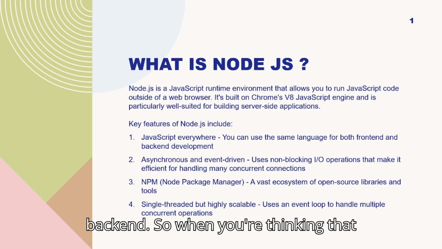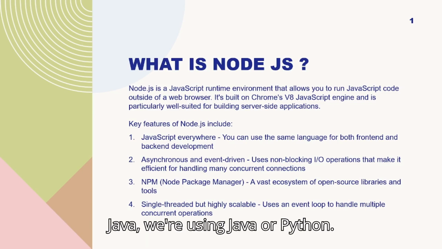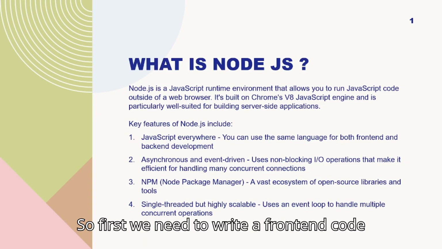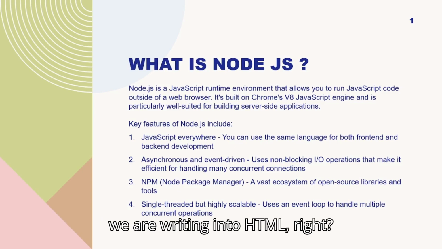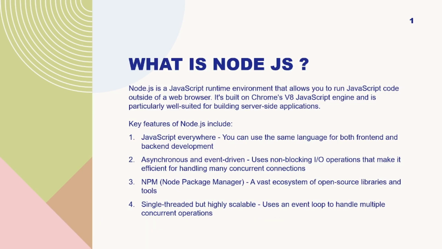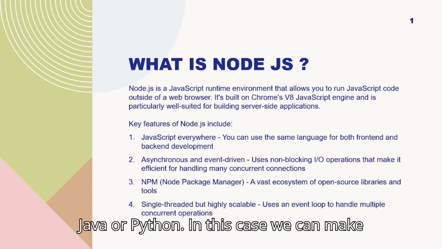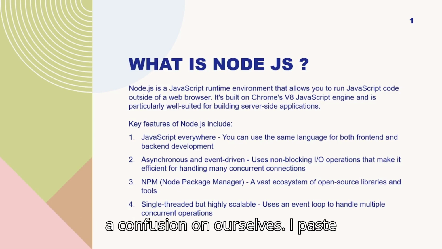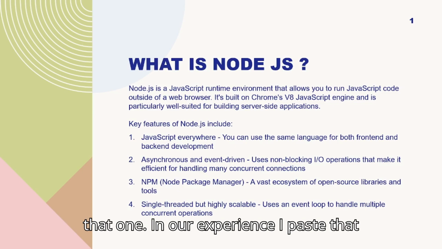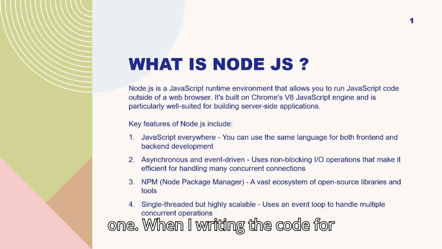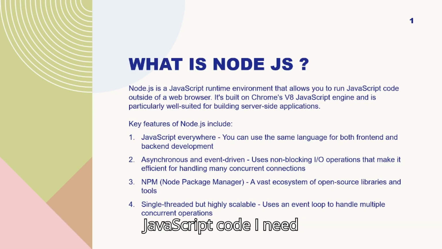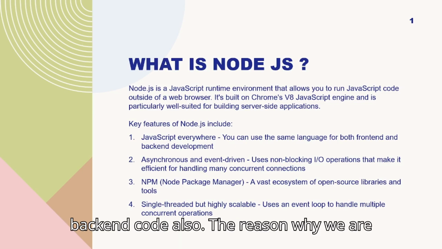When using Java or Python, first we need to write the front end code. We write HTML, CSS, JavaScript, and then for the backend process we use Java or Python. In this case, we can create confusion for ourselves. I faced that when I wrote JavaScript code in my backend code also.